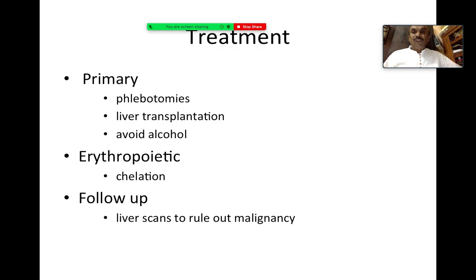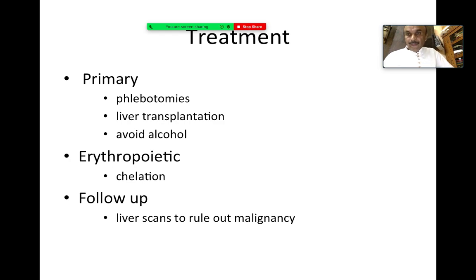Then subsequently phlebotomies to be continued at a rate of 3 to 4 phlebotomies in a month. Okay, that is, they are to be continued to maintain the serum levels of ferritin below 50 micrograms per liter.